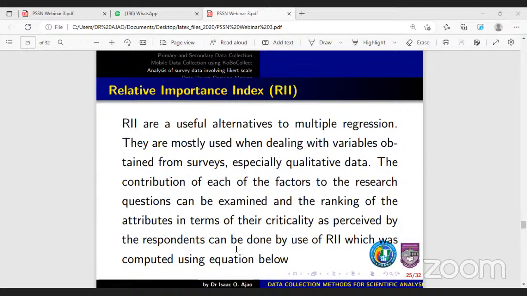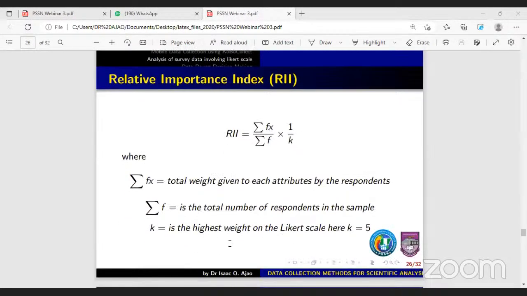So the relative importance index is very important to use. I'm going to show it to us here. How do we go about it? This is the RII. The summation of fx is the total weight given to each attribute by the respondents. Imagine you have distributed your questionnaire or interview, because there are times we combine interview and questionnaire together. As you are asking the person, somebody is writing it down for you. Whether you combine or not, we want to use this. Then summation of f is the total number of respondents.